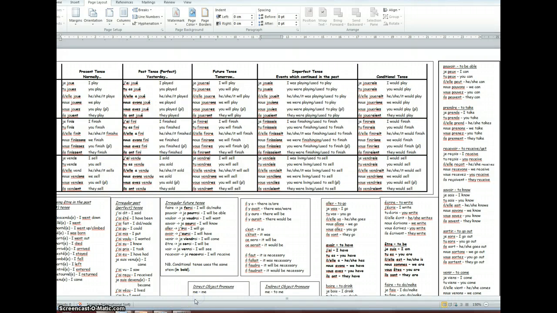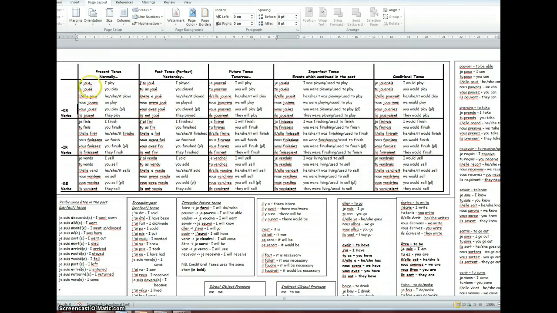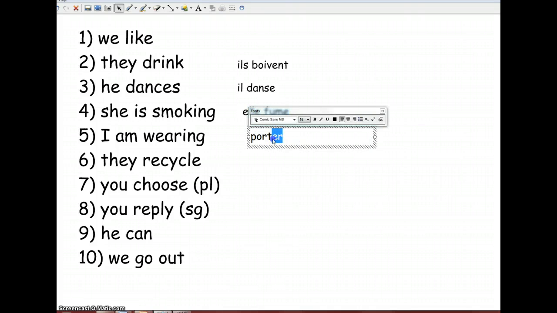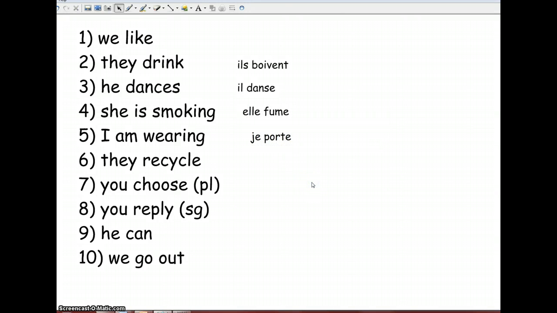We're an er verb, so we're here, and we can see for I, it's an e again, so very easy there. We just take off the er, and we put our e on, and then we need the word for I. Je porte, I am wearing, can also mean I wear.